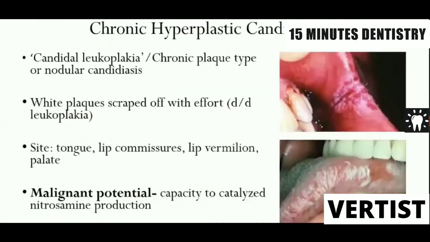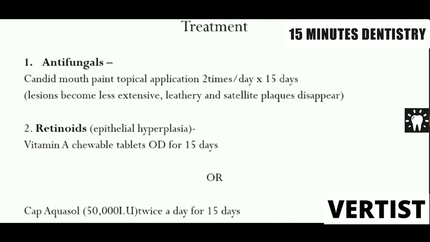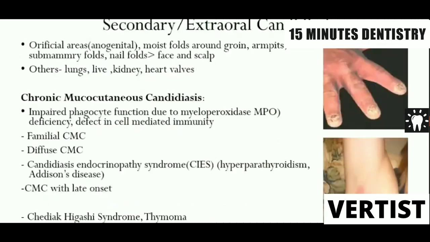Now, chronic hyperplastic candidiasis, otherwise called candida leukoplakia recently, is a chronic plaque type or nodular candidiasis, usually seen in the commissural or retrocommissural area. The importance is that it has high malignant potential and it has to be treated with antifungals and retinoids simultaneously. Now coming to the secondary or extraoral candidiasis, which is often seen in the orificial areas like moist folds around the groin, submammary folds. It can even affect organs such as the lungs, the liver, kidney and the heart valves.